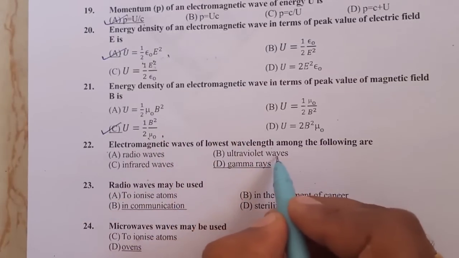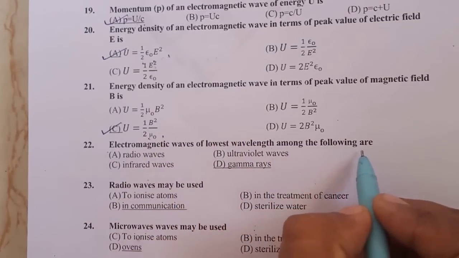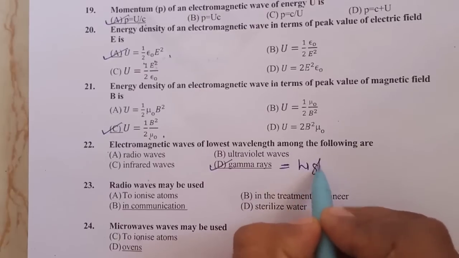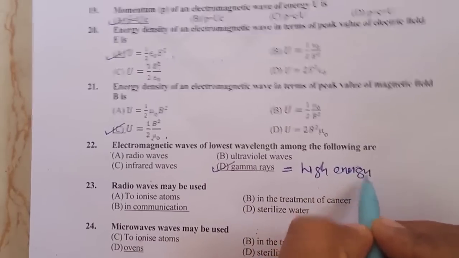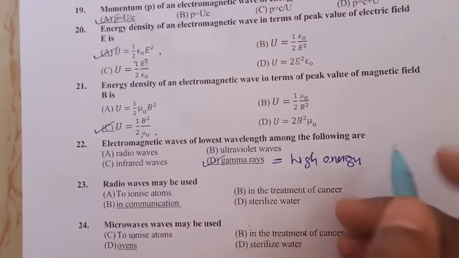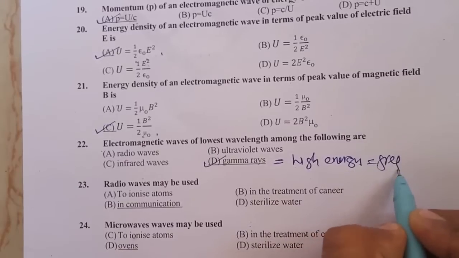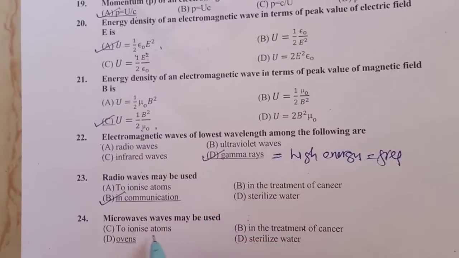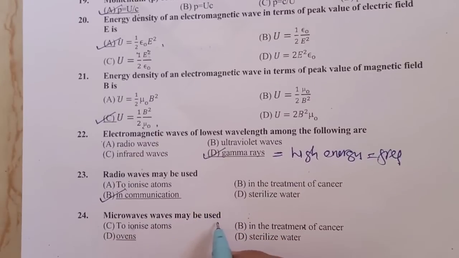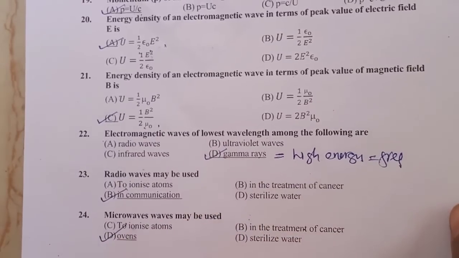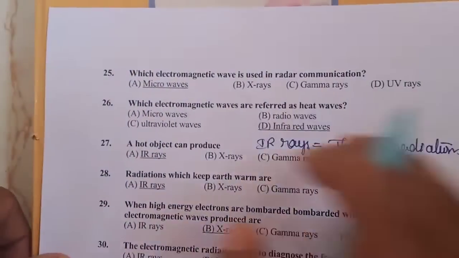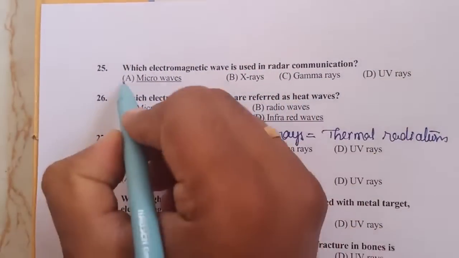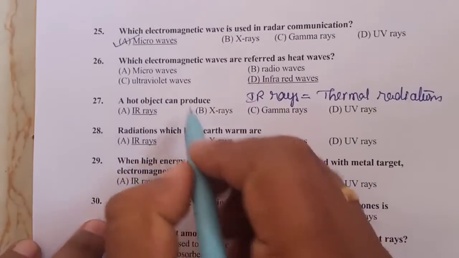The electromagnetic waves of the lowest wavelength among the following are gamma rays. Lowest wavelength but highest energy. They have high energy, low wavelength, and high frequency. Frequency also is high. Radio waves may be used in communication. Microwaves may be used in ovens. Microwave ovens are there. Question number 25. Which electromagnetic waves are used in radar communication? Microwaves are used in radar communication.